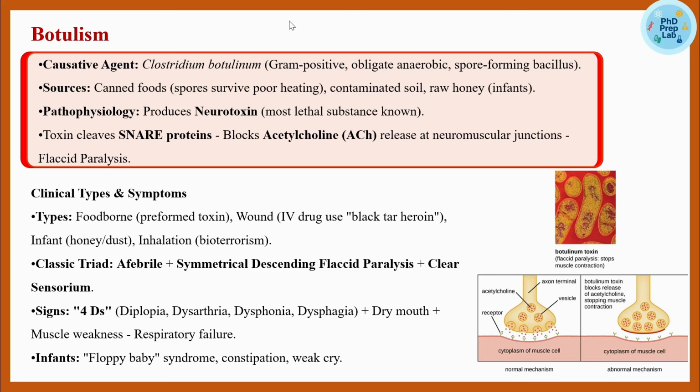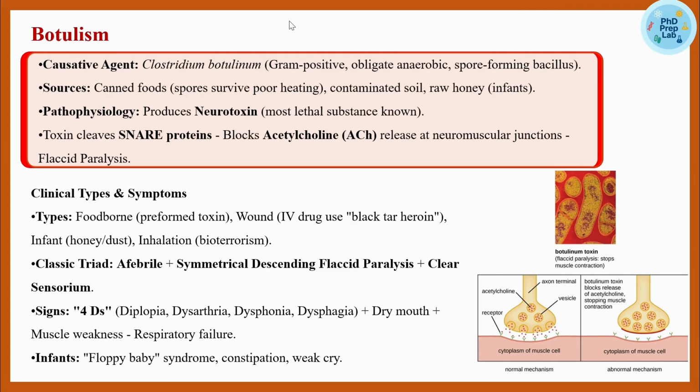And then you also see dysphonia, which refers to a disorder of the voice production because of the complete loss of voice and paralysis of the larynx, the vocal cords. So the 4 Ds are important, and you also see dry mouth and muscle weakness, which includes respiratory failure as well. So in infants, this disease is called the floppy baby syndrome.